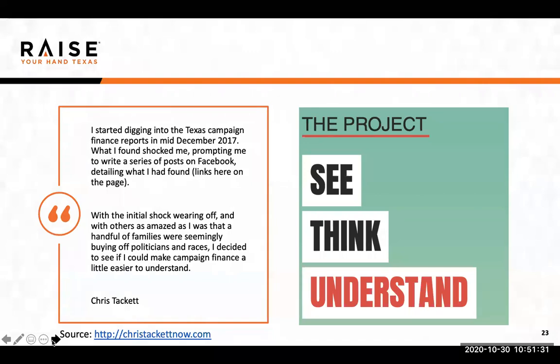He says he started digging around into the Texas campaign finance reports in December of 2017. He found information that was very surprising to him, and he began to share what he had found on social media. With the initial shock wearing off and feedback from others that said they were also surprised by what they saw, he discovered that there were a handful of families that were spending a lot of money in certain races. So he decided to see if he could make campaign finance a bit easier for the rest of us to understand.